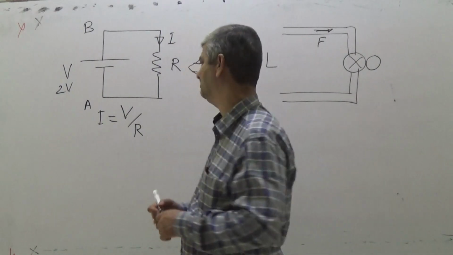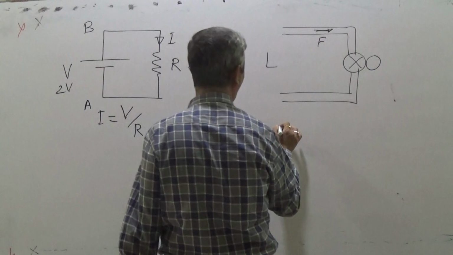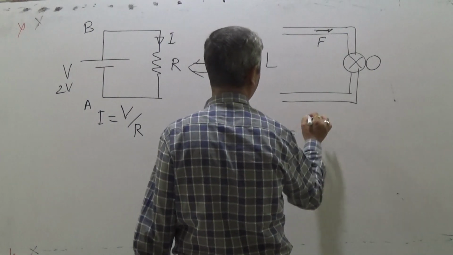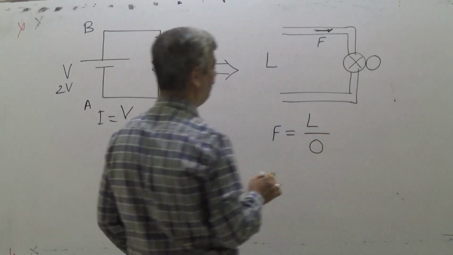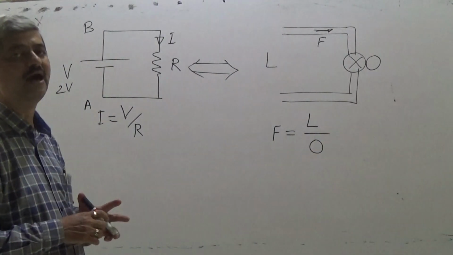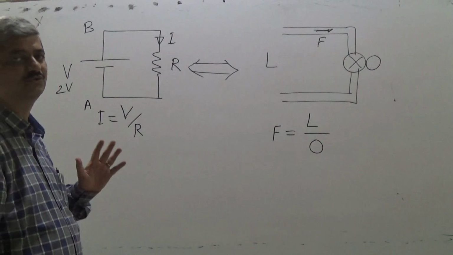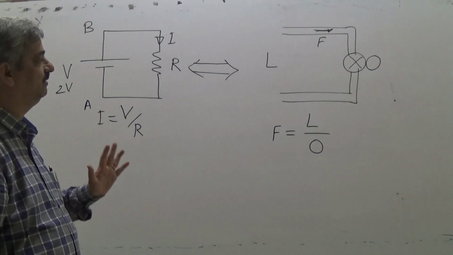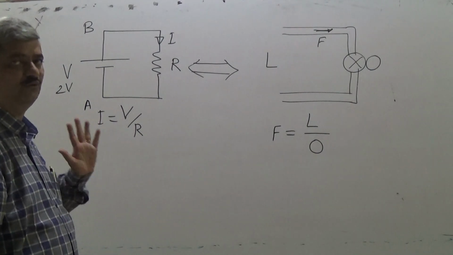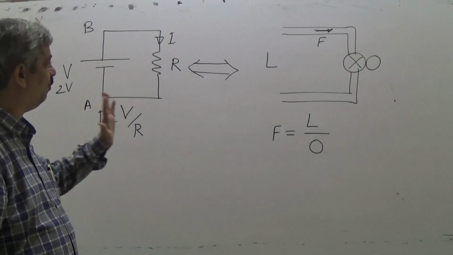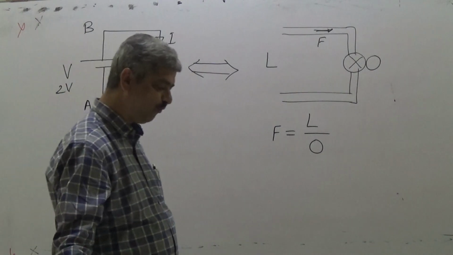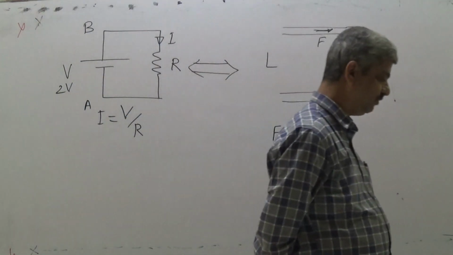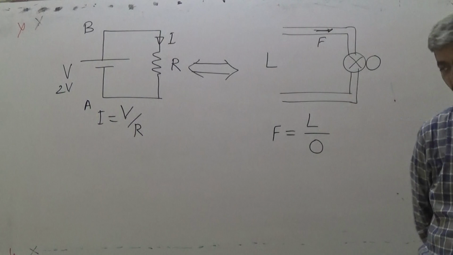So in that case, the flow F would be level upon opposition. Flow is level upon opposition. So this would be the water level equivalent of demonstrating Ohm's law.